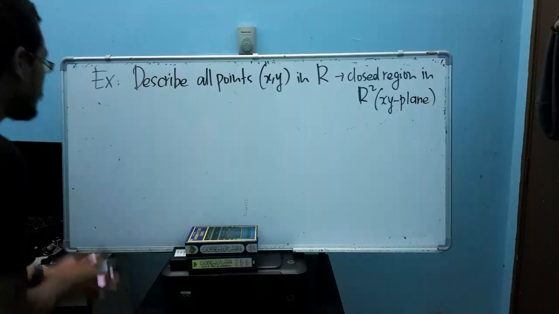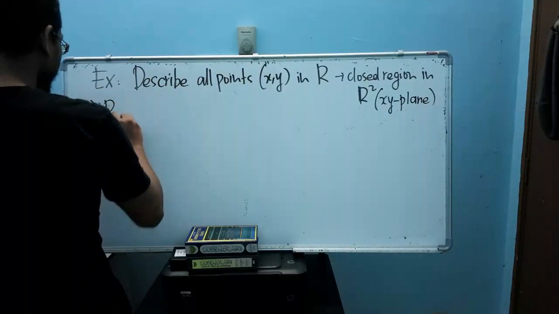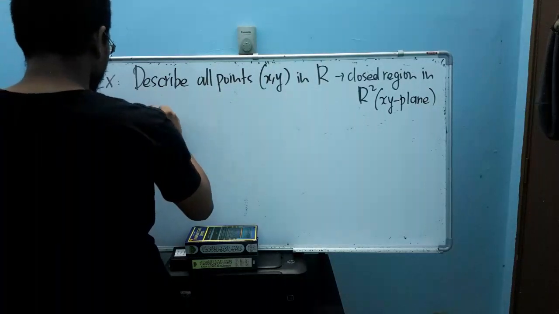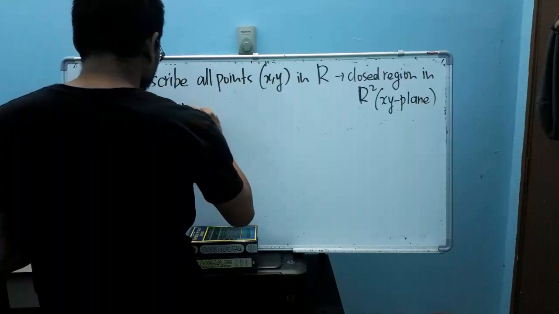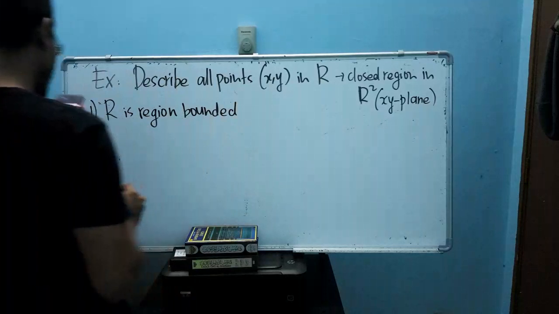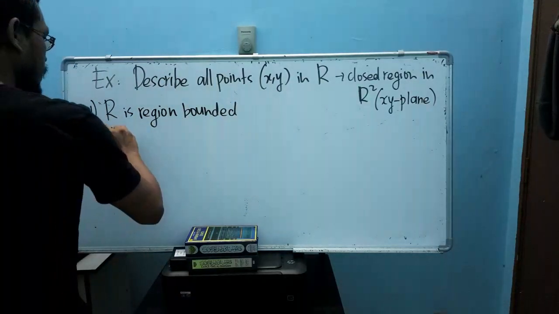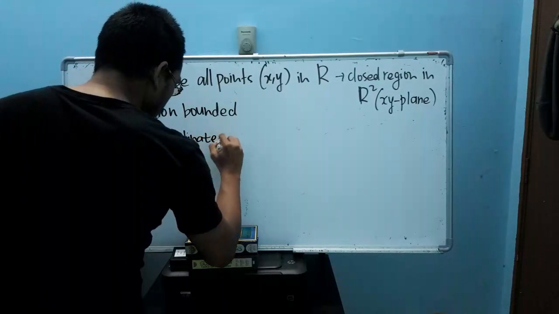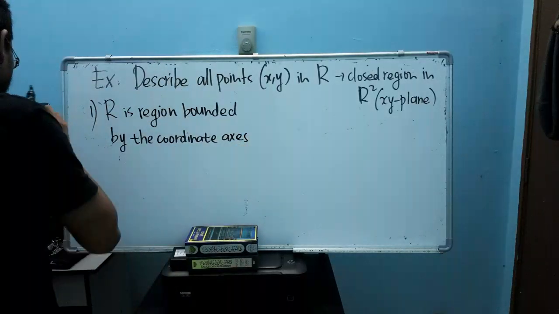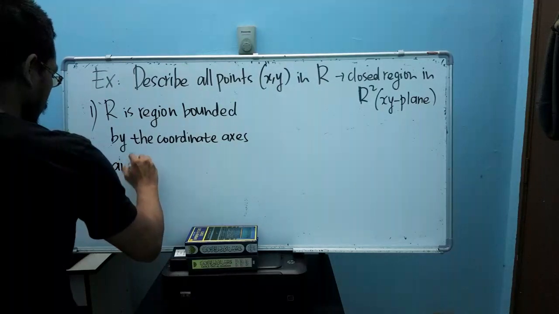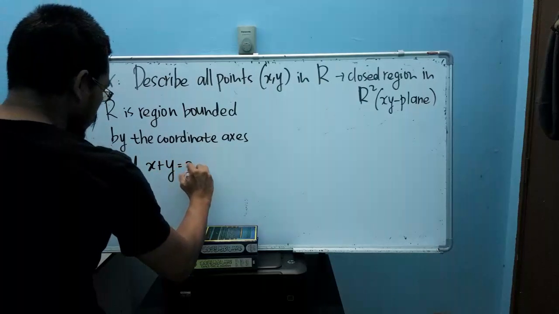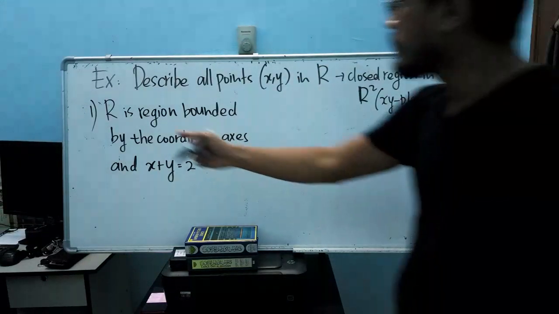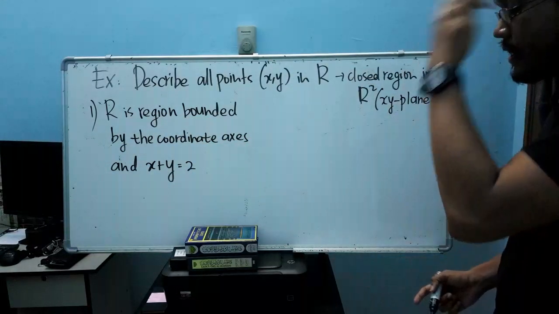First, let's consider the first example. My R is the region bounded by the coordinate axes and x plus y equals 2. So now we want to describe all points in R, where R is a region bounded by the coordinate axes and x plus y equals 2.